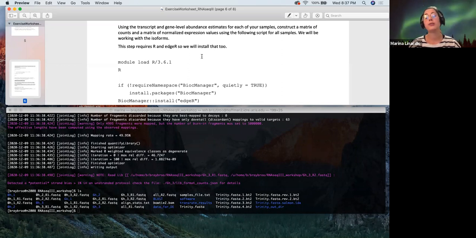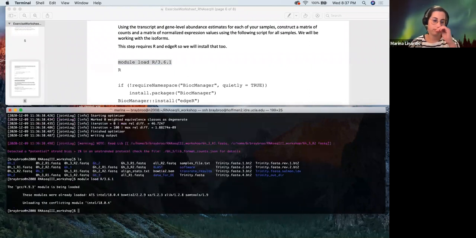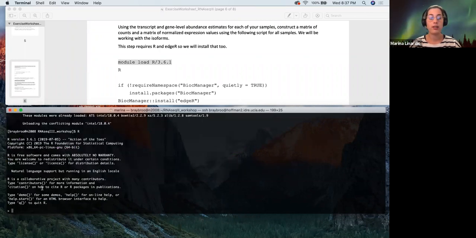First, what we need to do, we need to load the module R. It's already there in the cluster. So we can just use this version right here, 361. So we do module load R 361, enter. It's going to unload and load some modules that are conflicting. That's fine. To access R within the cluster, you just press R, capital R. And you see here, similarly to what you see in RStudio, if you have ever opened it, it just has this greater than sign, and this is where you write your commands.